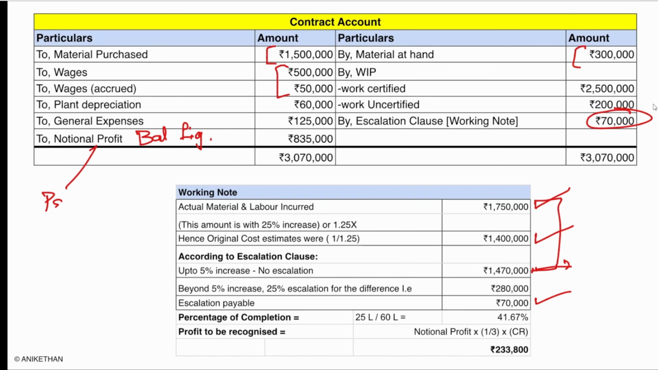Now I have to transfer it to P&L and reserve. This will be based on the work completion percentage. So my work certified is 25 lakh, contract price is 60 lakh. So my work certified percentage is around 41%. That means I have to recognize only 1/3 in the cash ratio.